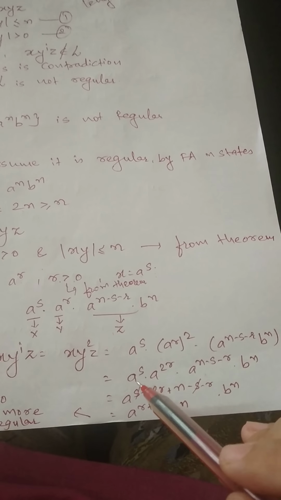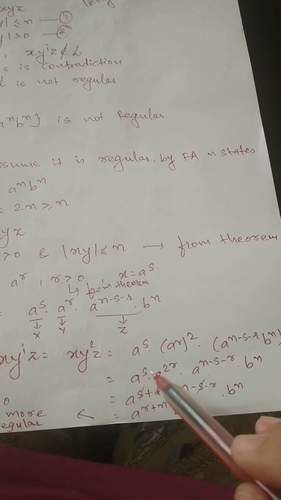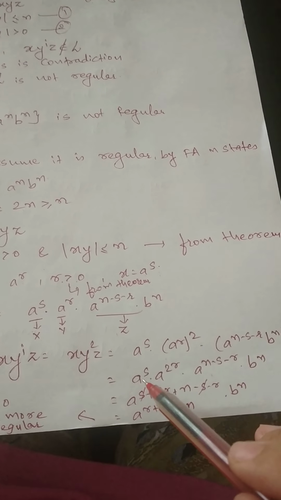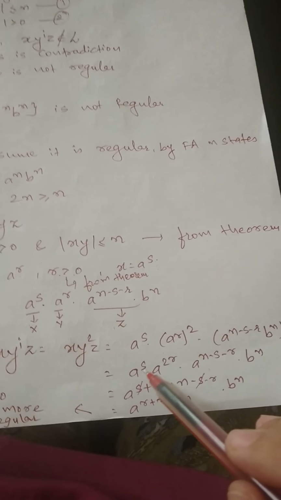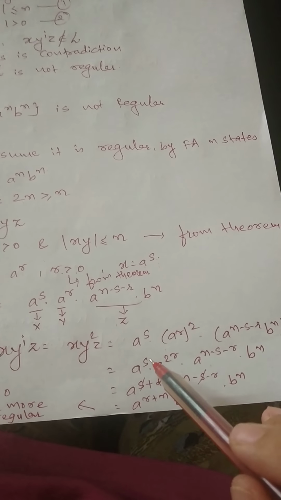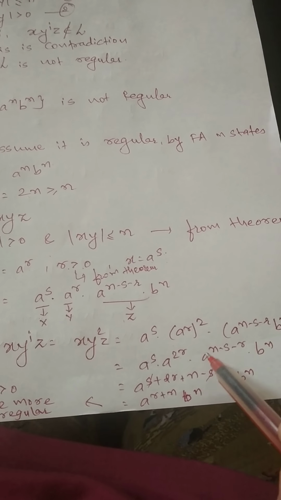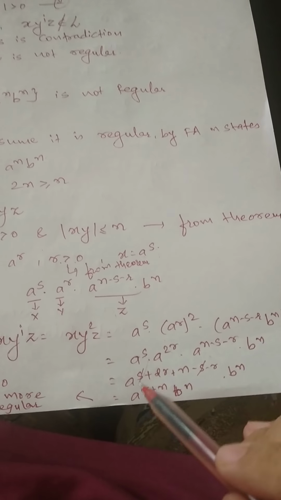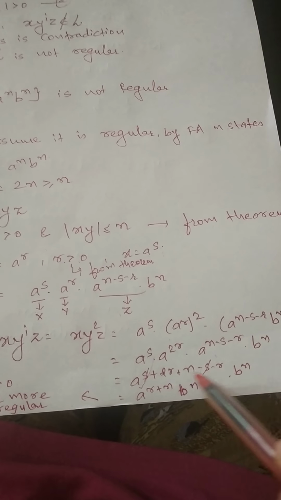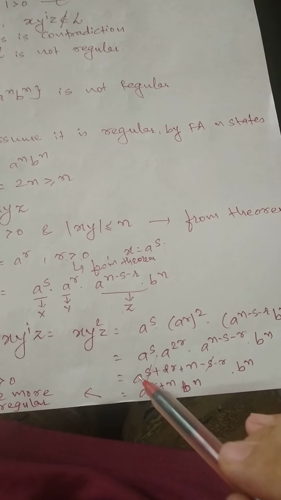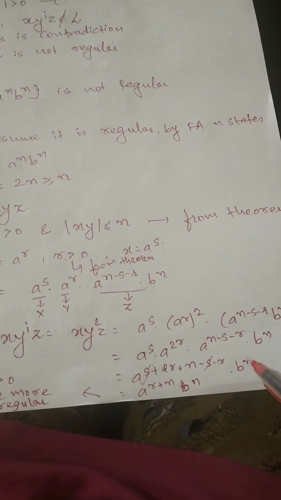Just do the simplification. The base is the same, so you have to do the addition and subtraction of the powers, because according to the rule of mathematics, when the base is the same, you can sum or subtract the powers. So a raised to s plus 2r plus n minus s minus r. So s and s cancel, 2r minus r will be r, and n. So a raised to r plus n will remain, and b raised to n.